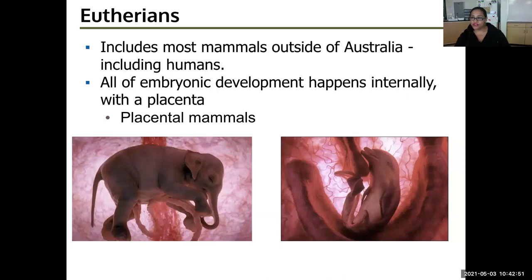All the rest are called eutherians, including us. They're most mammals outside of Australia. All of embryonic development happens internally with a placenta. So we use the term placental mammals more than we use eutherians. But inside the uterus, there's basically a cord that attaches the mother's uterus to the embryo, to the growing fetus, and that's called the placenta. That's the umbilical cord. And everything from elephants to dolphins reproduce this way.